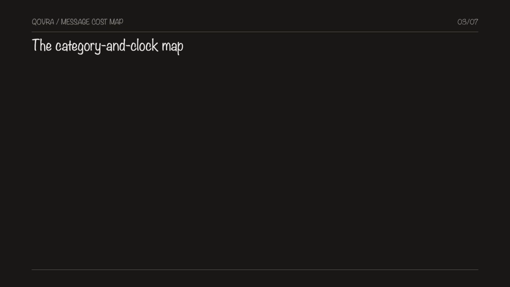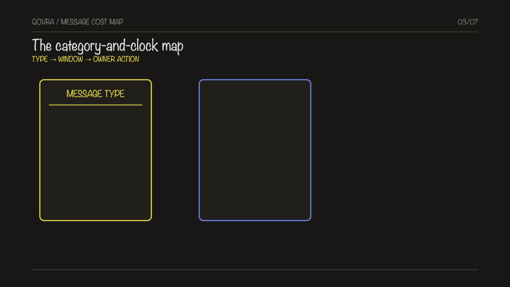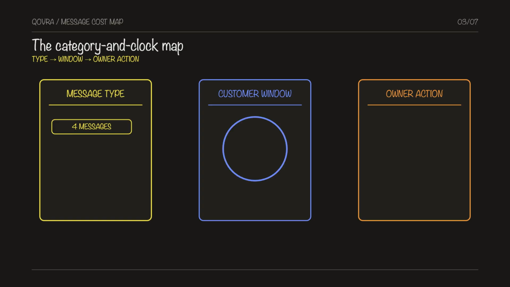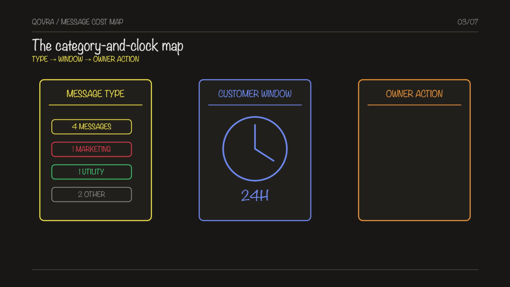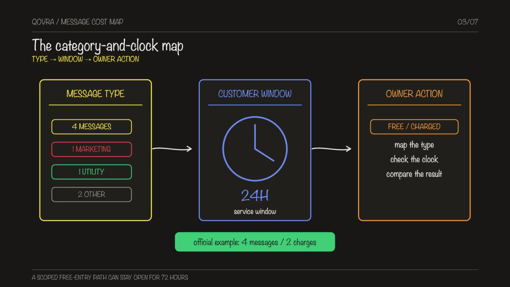Here is the simple model. Draw 3 columns called message type, customer window, and owner action. Templates outside the window can be charged. Non-template replies inside it can be free. The official example sends 4 messages and charges 2. 1 marketing charge and 1 utility charge. A customer message opens a 24-hour service window. A specific free entry case can keep messages free for 72 hours, but only when the customer came through the listed ad or page path. That is why the bill is a map, not a single toggle.